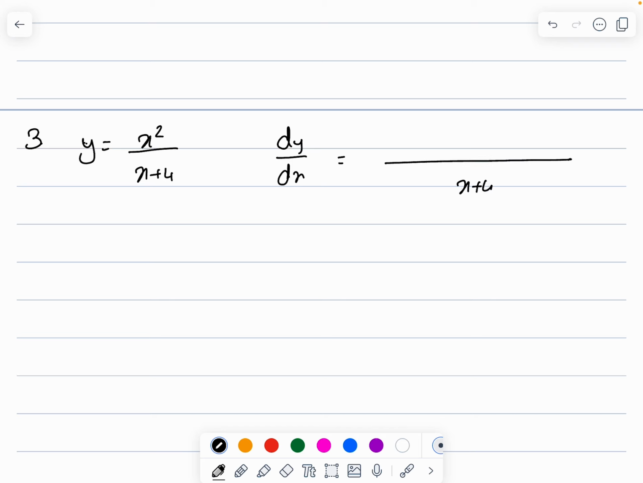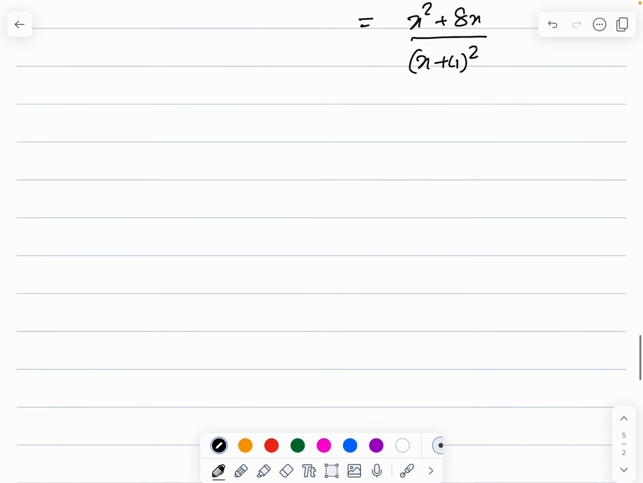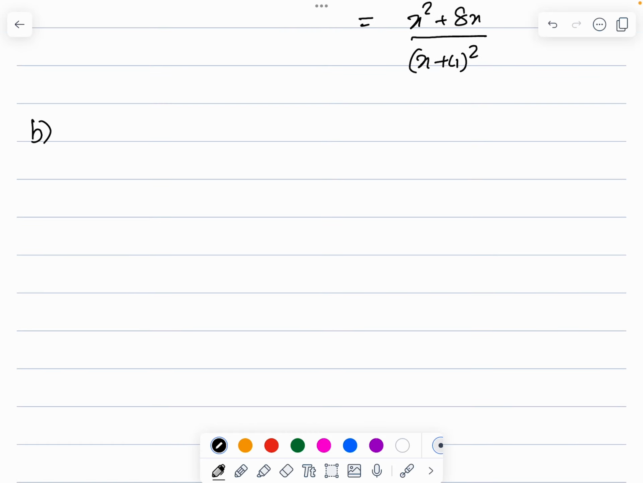(x plus 4) whole square in the denominator, x plus 4 times the x square derivative, which is 2x, minus x square times the x plus 4 derivative, which is 1. When I simplify this, I should be getting that answer as x square plus 8x divided by (x plus 4) whole square. That is part A.